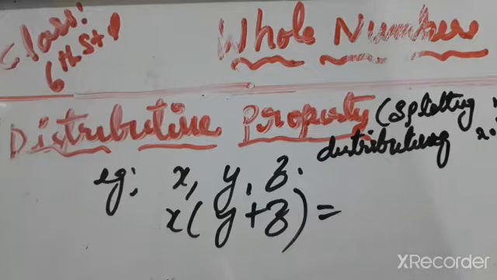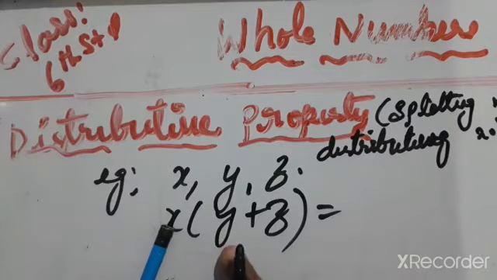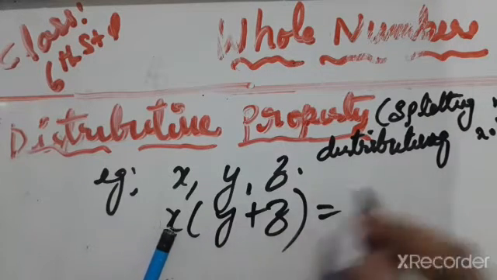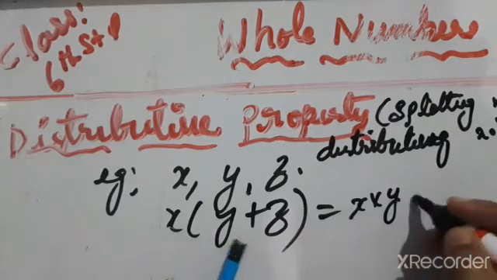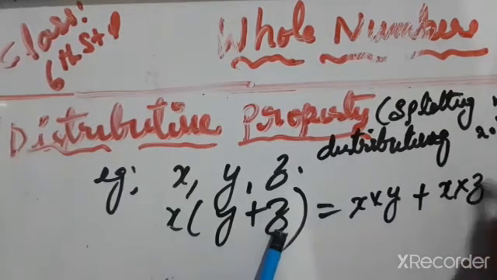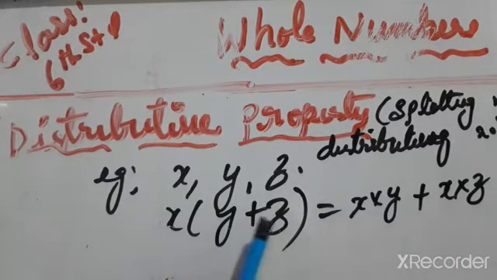Distributive property means, as the name itself says, it is distributing to each other. So here we have to distribute x into x with y and x with z. So x into y plus x into z, to simplify easily.